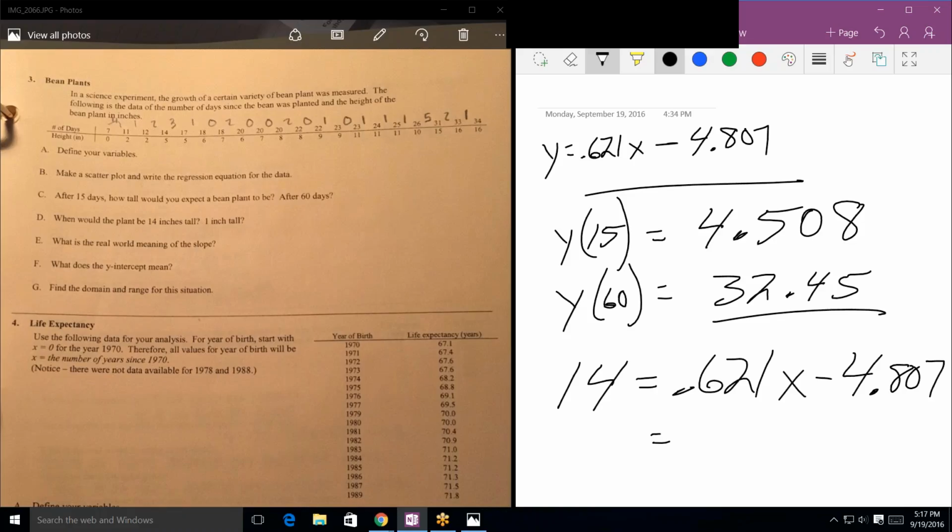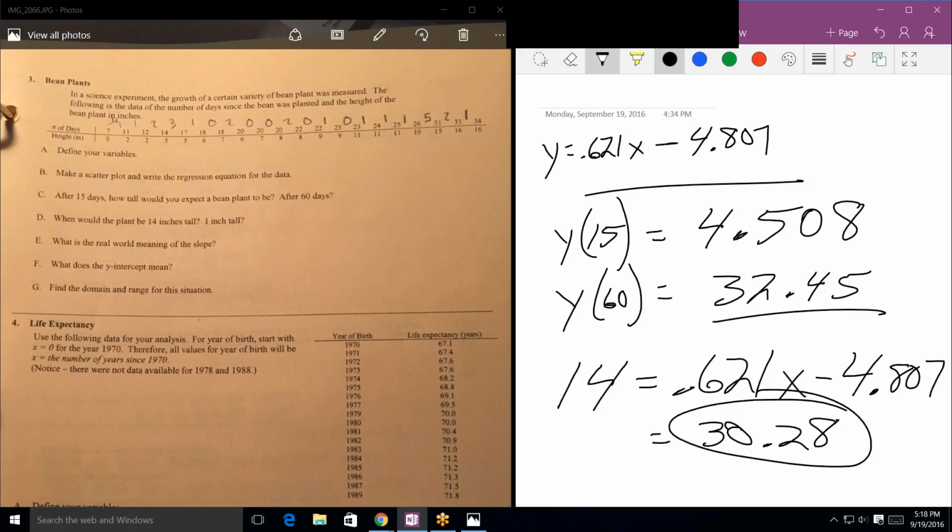14, add 4.807 to it. 18.807. Divide that by 0.621. 30.28. And that's the x value. Well, that's pretty close. At 31, it's 15 inches. So when is it going to be 14 inches? A little bit below, before 31 days.